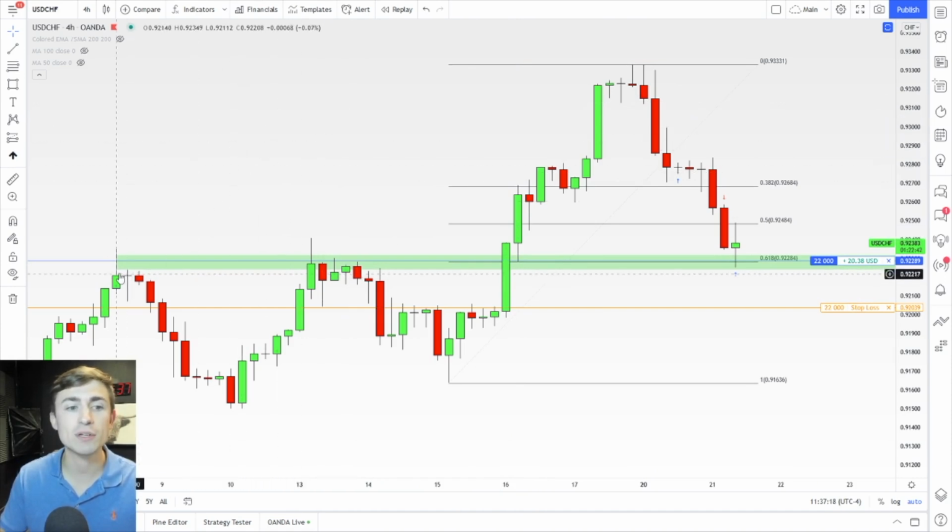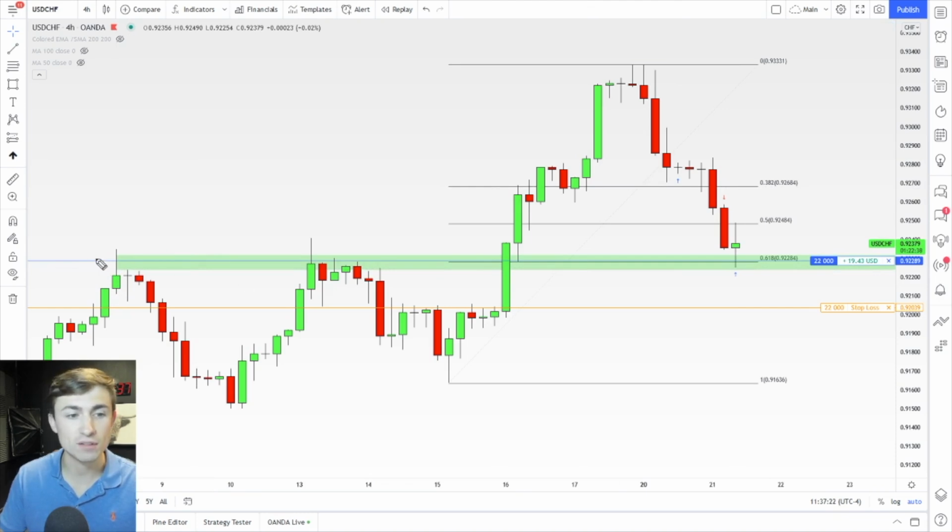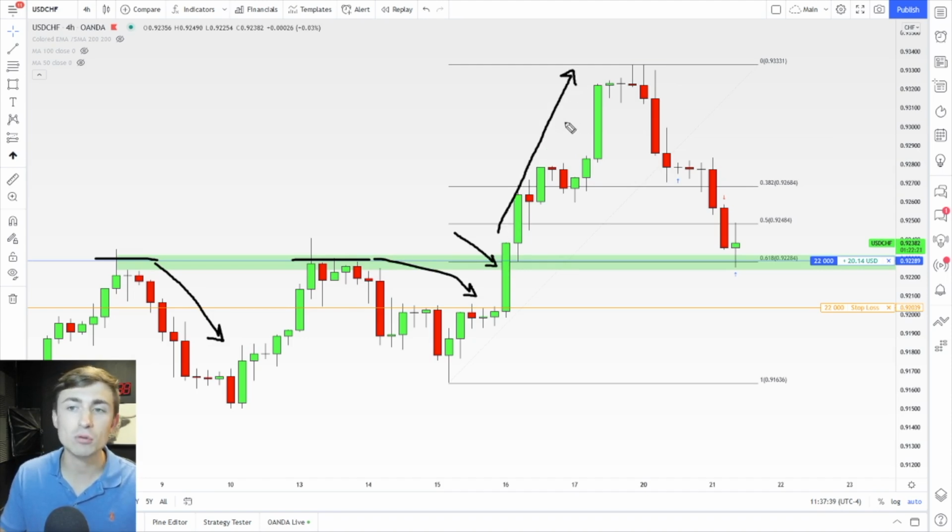The next thing I want to show is that we do have pretty strong support here. What we had here previously was a really big level of resistance. Every time price came up, you saw price reject it and sellers would push the market back down, until recently, where we had these beautiful, powerful green candles to the upside on the dollar against the Swiss franc that caused price to break out and make a nice little run to the upside.